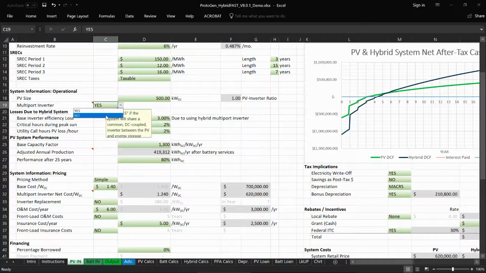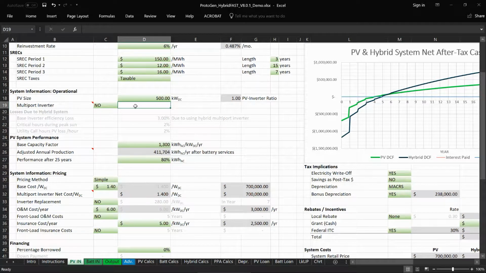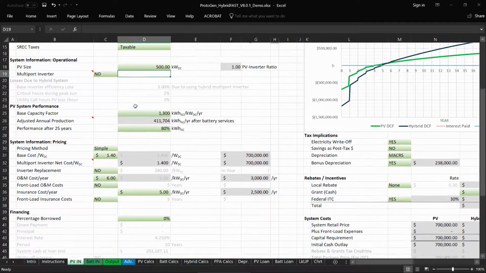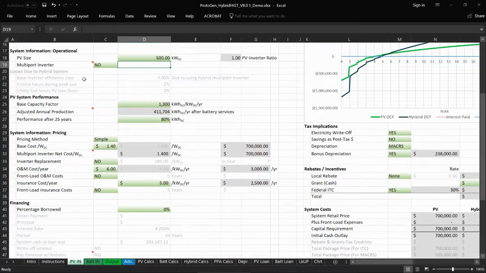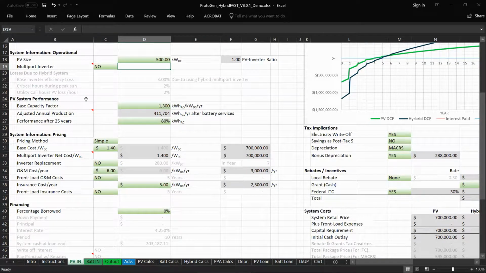So I'll set this back to no, and we'll move on. After the operational considerations is performance.